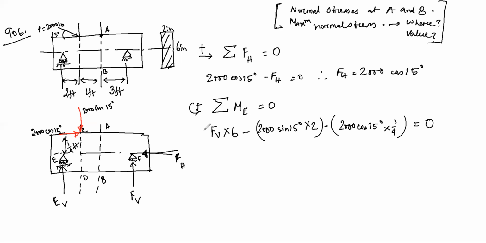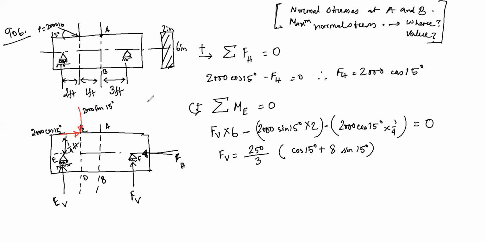So from here we can find out the FV. So FV comes like this. So this is actually the equation for FV. So we have found out FV, we have found out FH, okay. EV we did not find out.